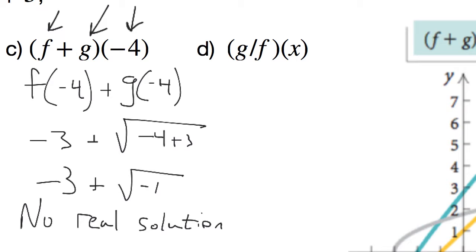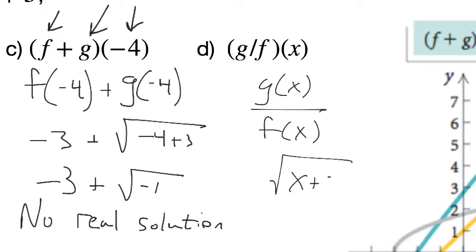g divided by f of x, that would just be g of x all over f of x, which is the same thing as square root of x plus 3 all over x plus 1.